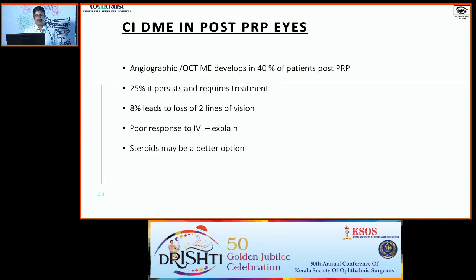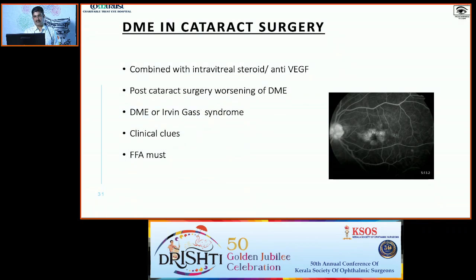And center involving DME post PRP is also very common. Even though 40% of the patients angiographically develop CME after PRP, only 25% require treatment. In these cases the response to anti-VEGF is poor. Steroids may be a better option. In cataract surgery, if there is macular edema, you can combine with an intravitreal steroid or anti-VEGF. And if there is a post-cataract surgery worsening of DME, always think of pseudophakic CME. Also do an angiography to rule out pseudophakic CME.